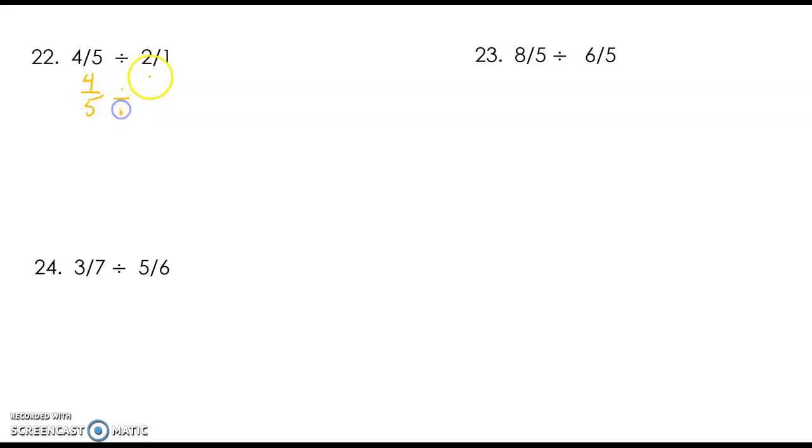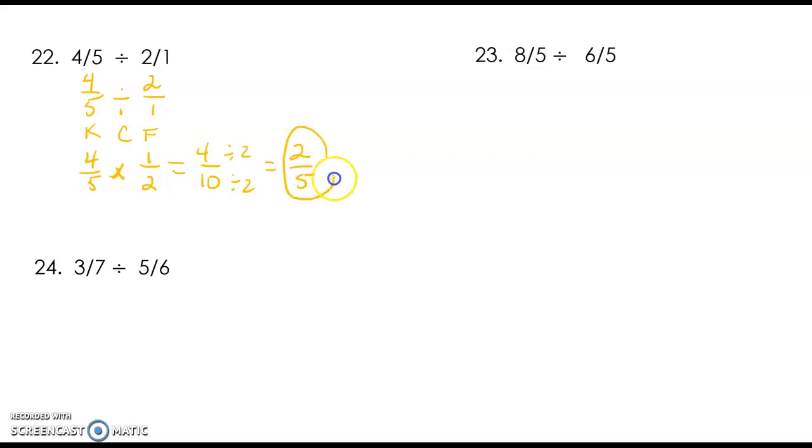Okay, 4/5 divided by 2 over 1. I change, flip, keep the 4/5, change to multiply, and flip to 1/2. So I have 4 times 1 is 4, 5 times 2 is 10, divide by 2, divide by 2, 2/5.